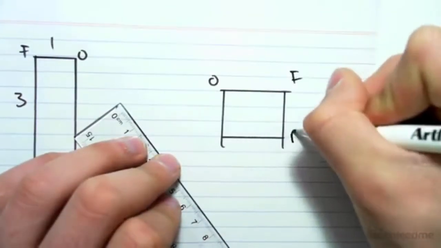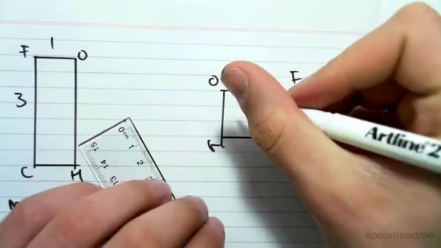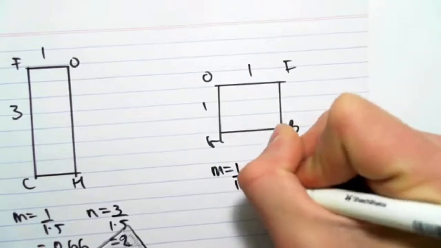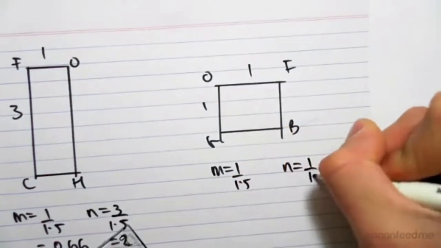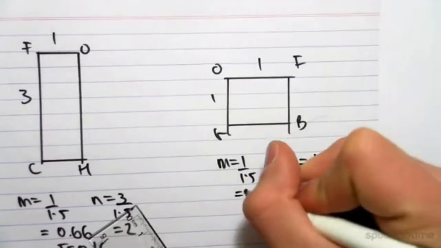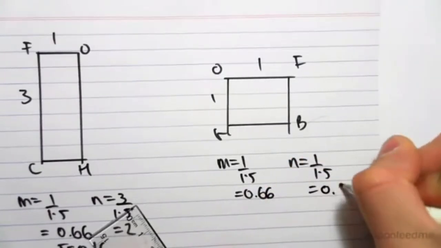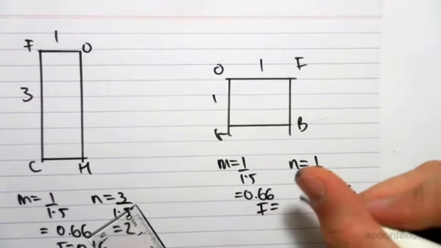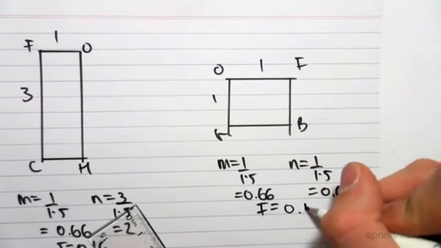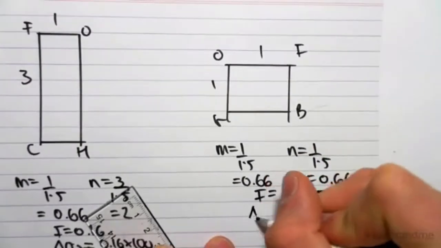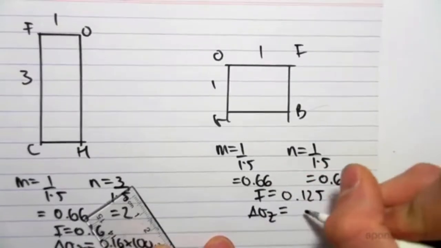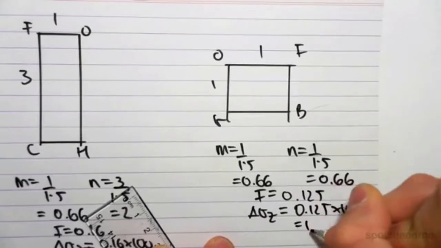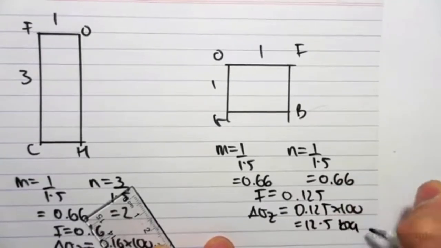So OFBG had dimensions 1 by 1, which means that M will equal 1 on 1.5, N will also equal 1 on 1.5, they both equal 0.66. Okay, I'm not going to do it. If you go to our curve, you're going to get an I value of around 0.125, which means that the change in stress is 0.125 times 100, which is 12.5 kPa.